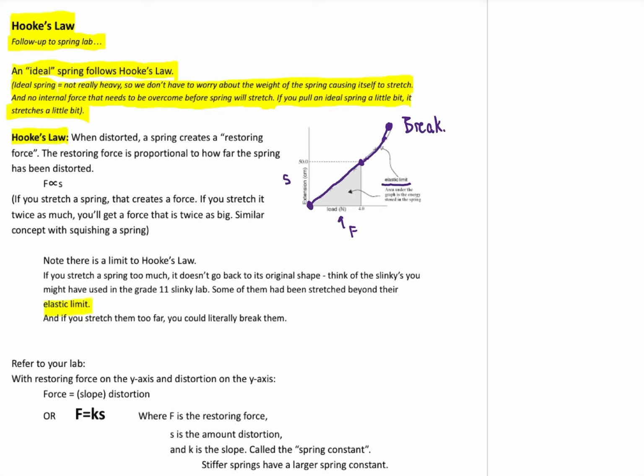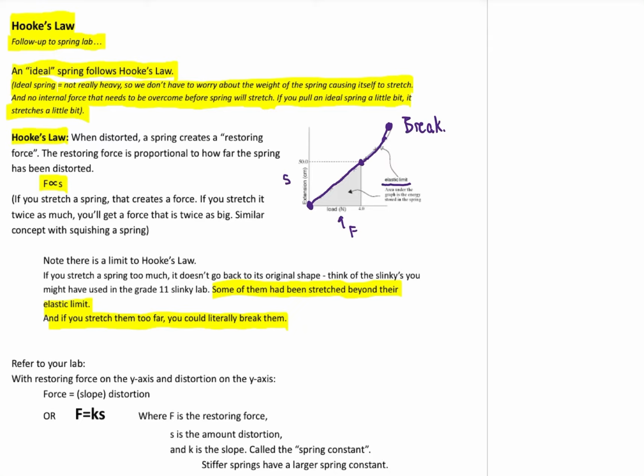So the Slinkies that we use in school, a lot of them have been stretched beyond their elastic limit, so they don't go back to their original shape. We haven't had any break in class, but that would be the next step. If you stretch a spring too much, then it's actually going to break. So that's all that Hooke's Law is: the force that a spring creates is proportional to how much you've stretched or squished that spring.